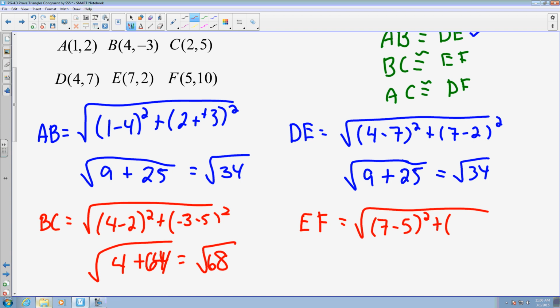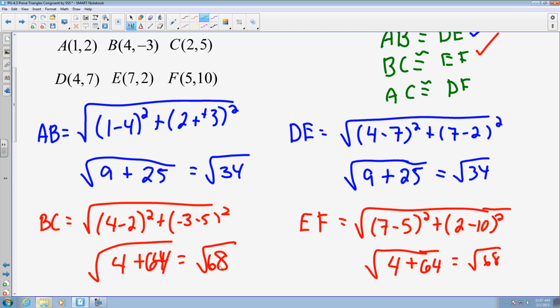And then go into EF, go into the y values. I would have said 2 minus 10 squared. 7 minus 5 is 2. 2 squared is 4. Plus 2 minus 10 is negative 8. Negative 8 squared is 64. This gives me the square root of 68. Both are true. Check it off.